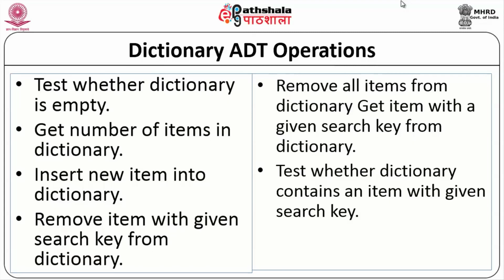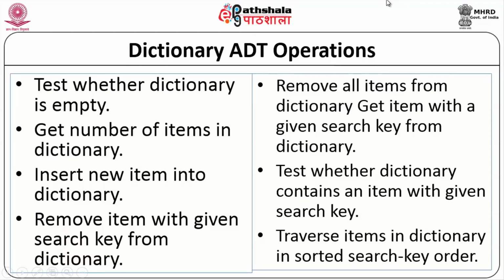Get item, remember we have already spoken about this: one is accessing an element and one is getting the value. Testing whether that element is there will give a true or false value. Getting an item will return the item for you. And you can traverse items in the dictionary in sorted search key order. Normally the items in a dictionary are oriented towards the search key, so you can traverse it in sorted search key order, not value order, but search key order.